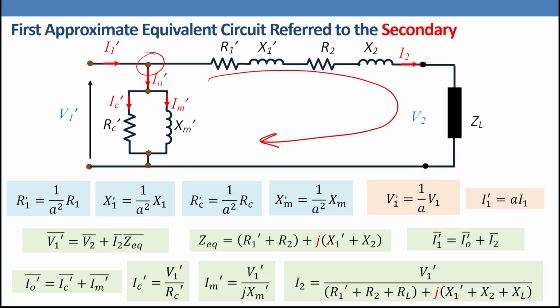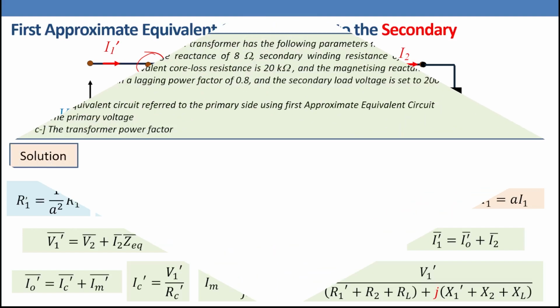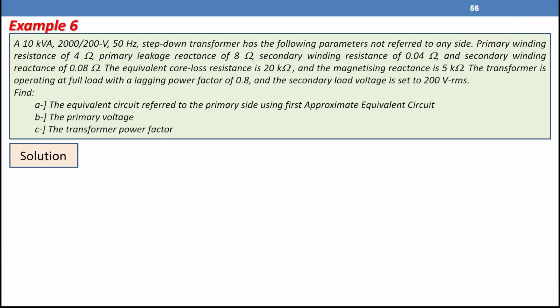So in this case the circuit is simpler than the exact equivalent circuit. Let us take an example. We are going to use the same example we had before in video number 5, but in this case we are going to solve it using the approximate equivalent circuit instead of the exact equivalent circuit.